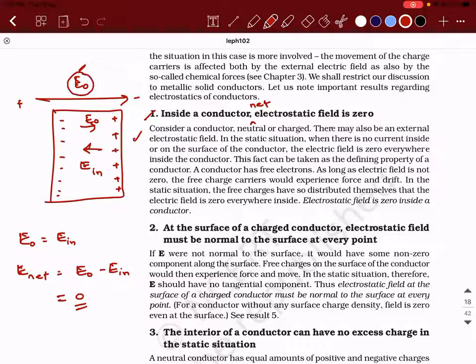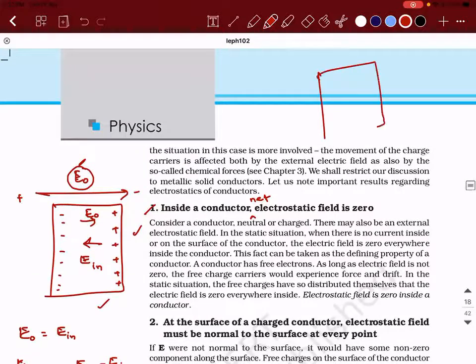If you take this conductor by default and leave it free, let's say in the presence of a gravitational field, nothing would have happened. The free electrons inside would have randomly moved in some direction. They will be moving like this. That is what actually happens. Okay, this is the reality.